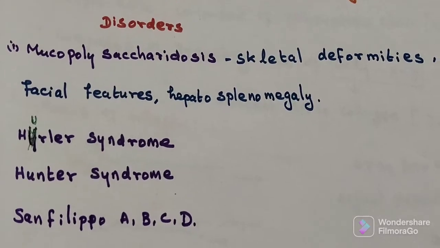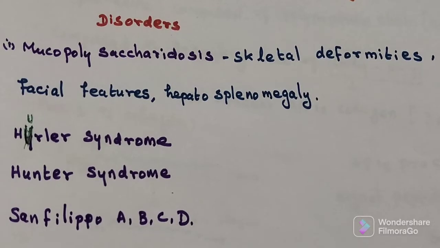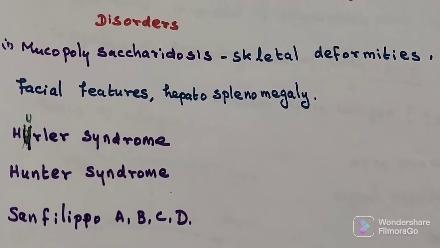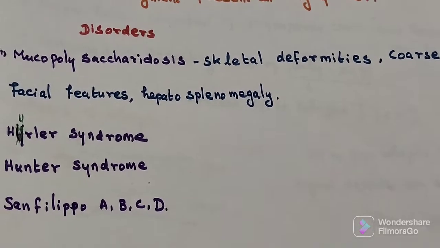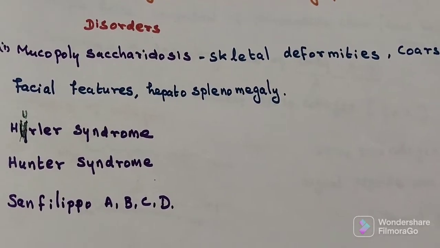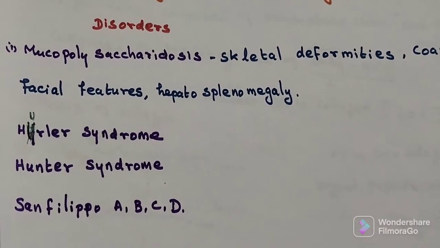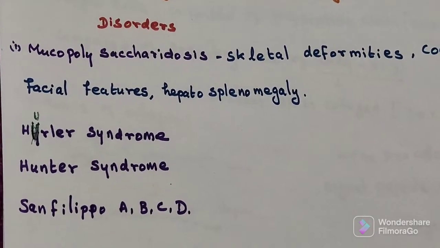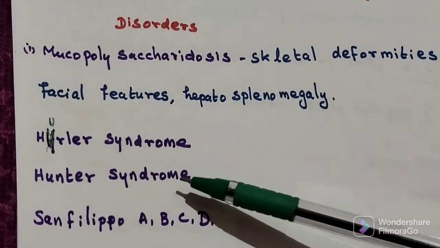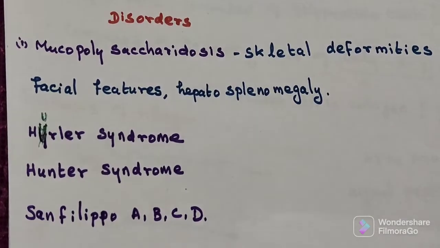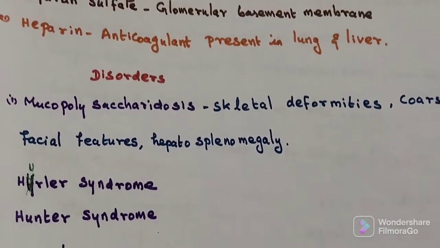These are the disorders related to proteoglycans. The first one is mucopolysaccharidosis. Its classical features are skeletal deformities, coarse facial features and hepatosplenomegaly. It mainly affects the spleen, liver, central nervous system and brain. Then Hurler syndrome, Hunter syndrome, and Sanfilippo A, B, C, D, which affect the brain and spinal cord.